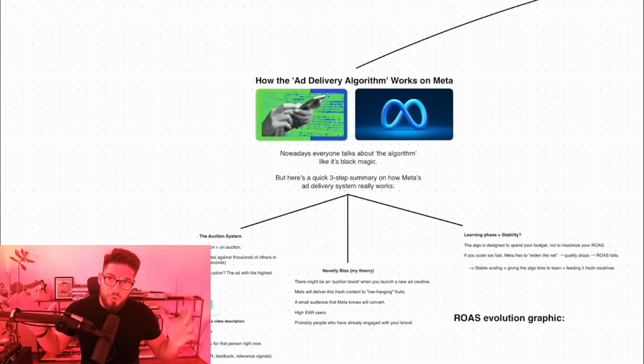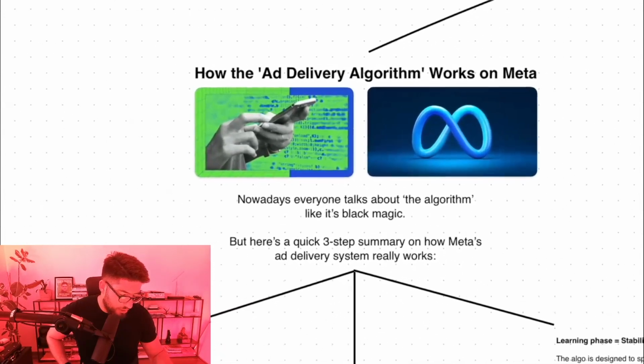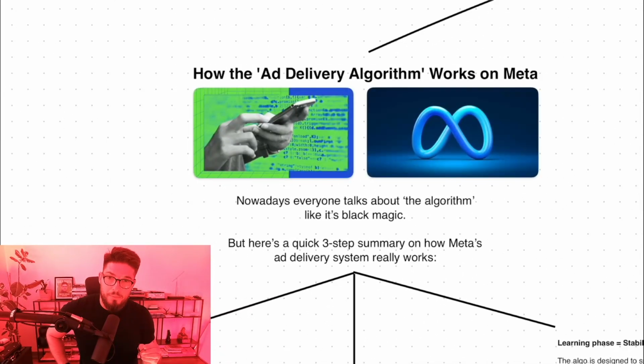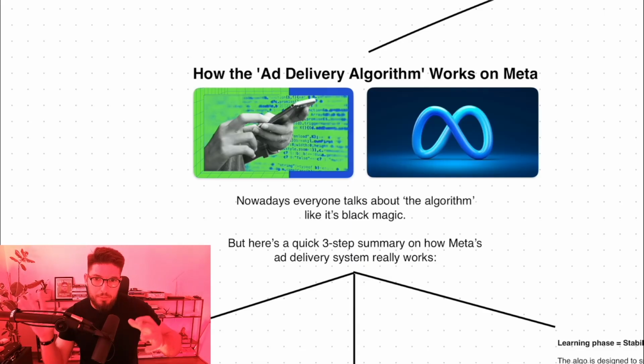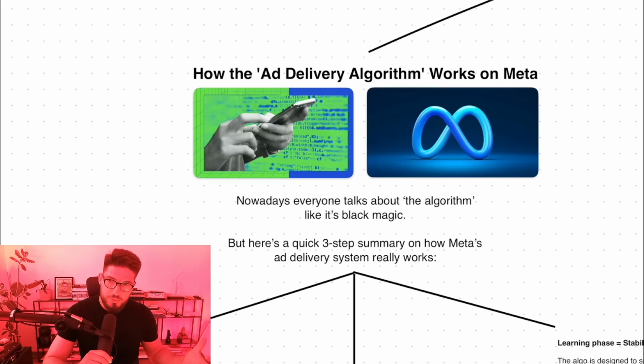That being said, point number 1, how the ad delivery algorithm works on Meta. Nowadays, everybody talks about the algorithm, this scary thing. It looks like black magic, whatever, it's changing. Now we had Andromeda, I made a video about that. So in my opinion, there are 3 things about the algorithm that you need to know if you want to scale Facebook ads consistently and profitably.